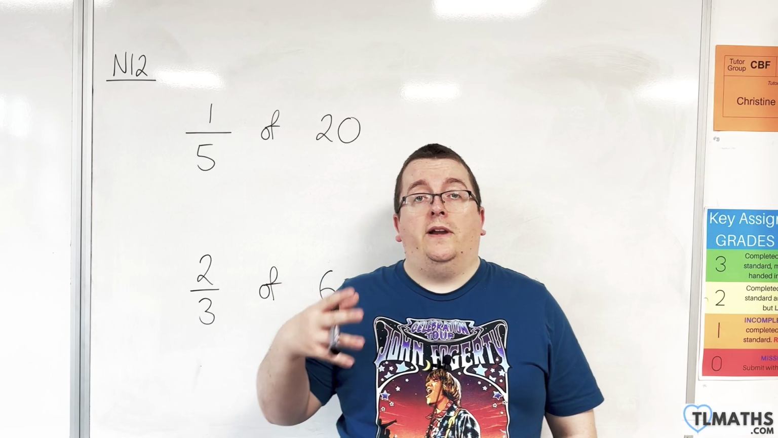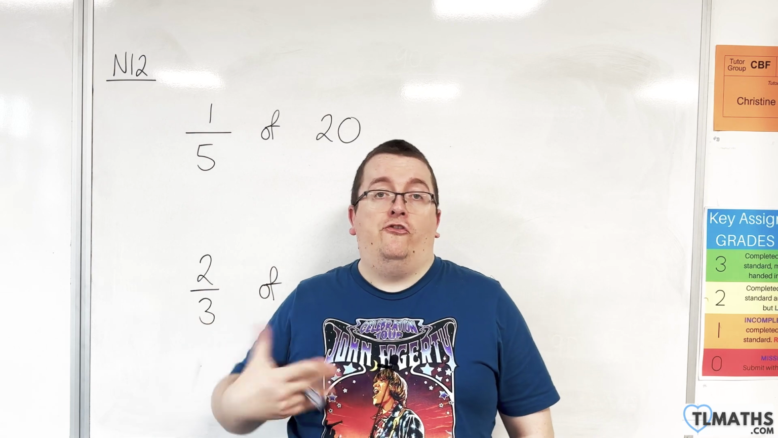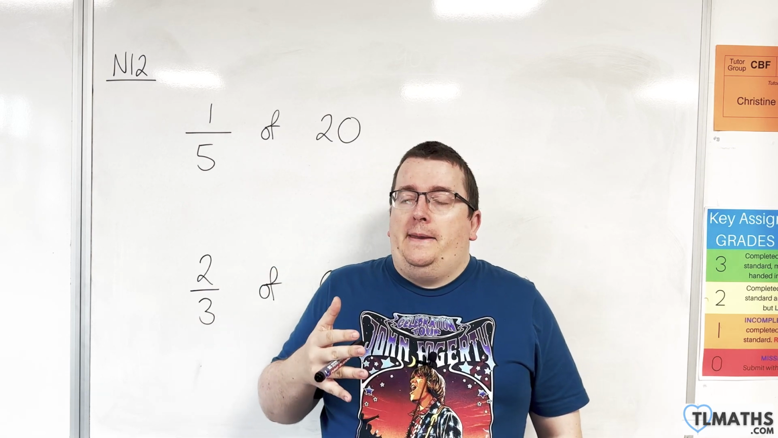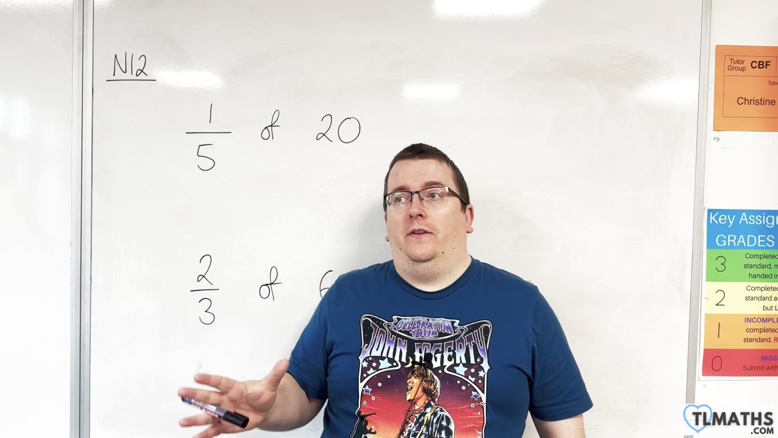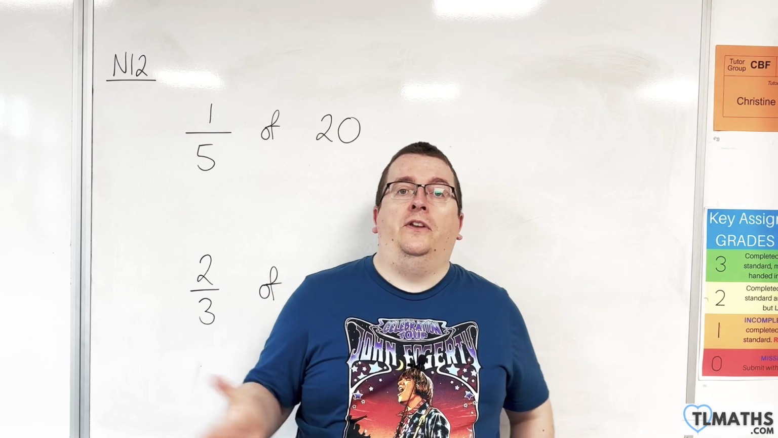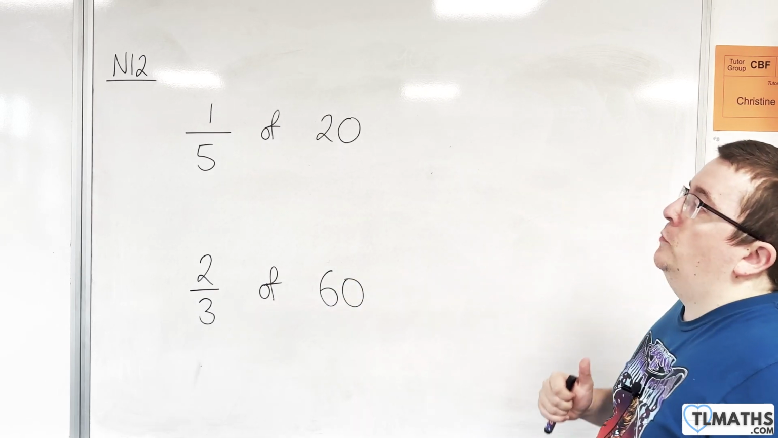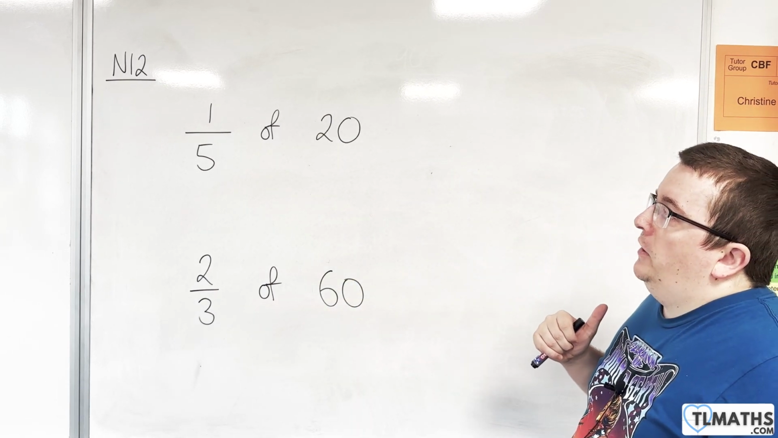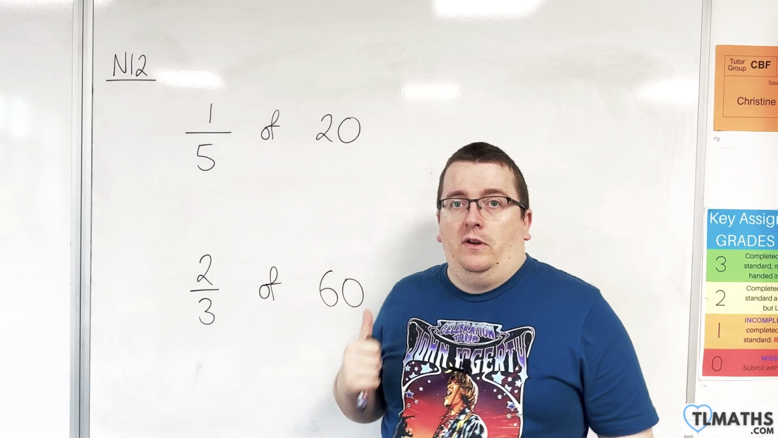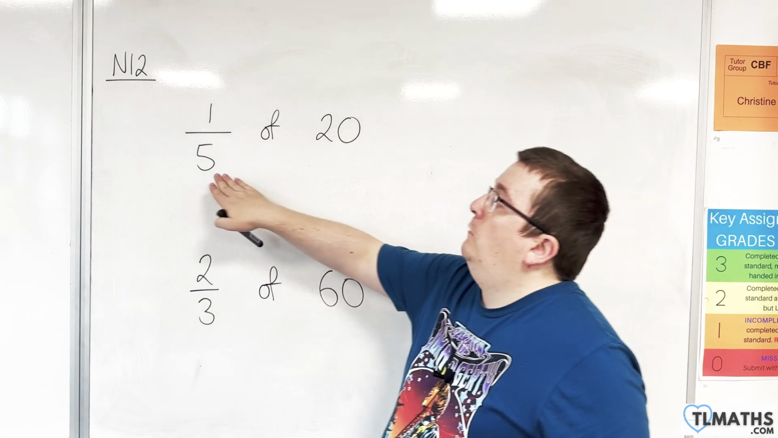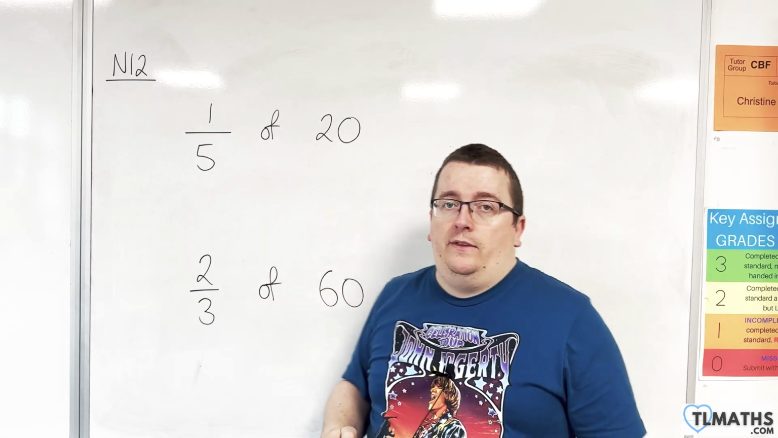So in this section, we're going to be looking at how we can find a fraction or a percentage of a quantity. Now, I've hinted at this for quite some time through this playlist, and you probably saw it in practice in the last section on ratio, but I'm going to formalise it now so you're clear on how this works. So let's say we want to work out what 1/5 of 20 is.